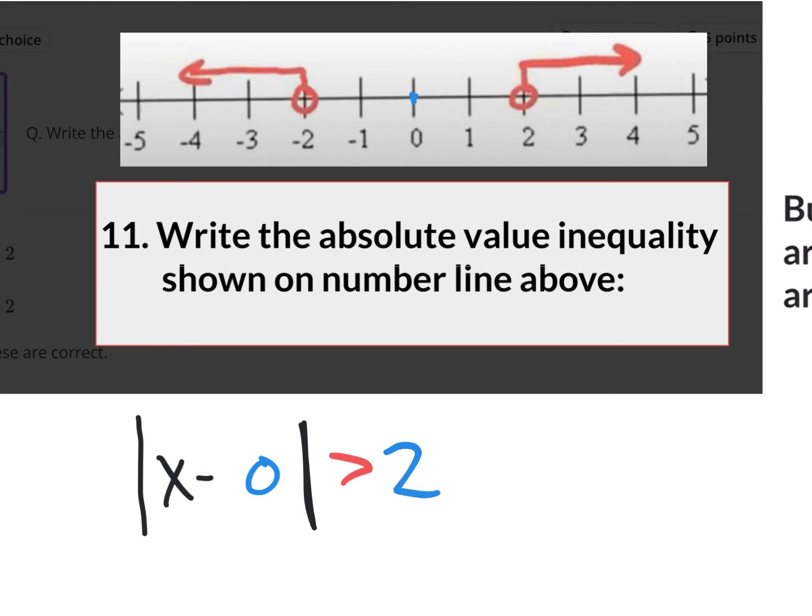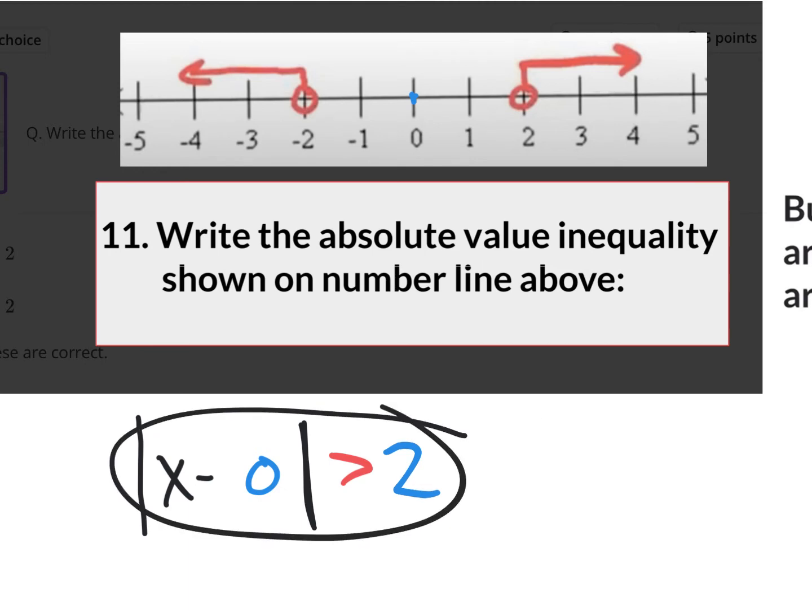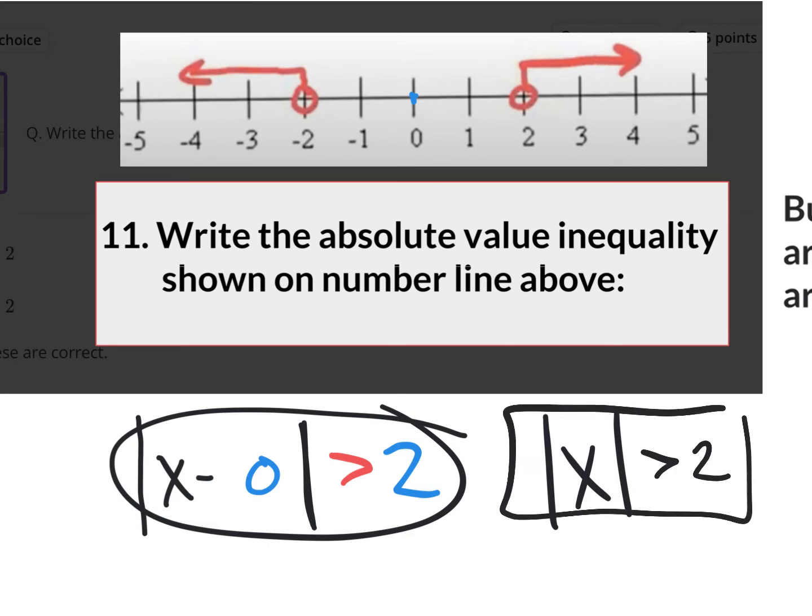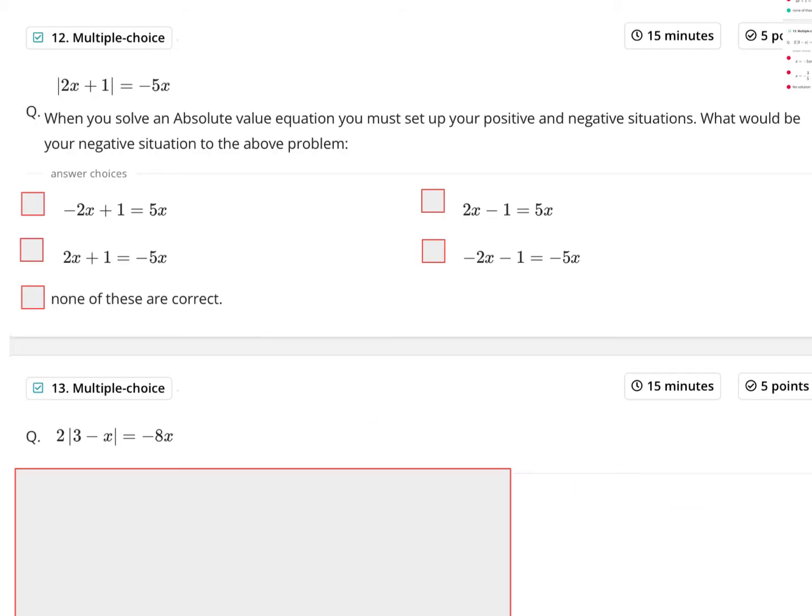The only other thing you could do to make this look nicer is put the absolute value of x. You don't really need a minus 0. x minus 0 is just x, is greater than 2. So this is your answer for this particular problem: the absolute value of x is greater than 2. And of course, you're going to have to select that on your multiple choice answers. Alrighty, jumping to number 12, we have this absolute value equation, and they're not telling you to solve it.